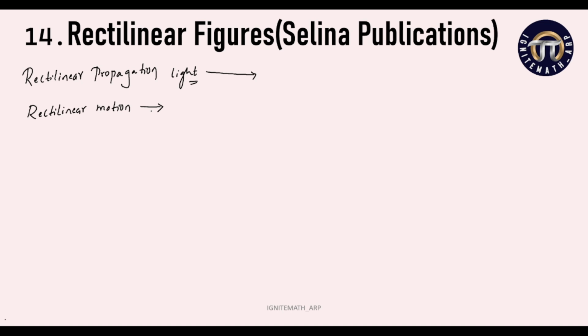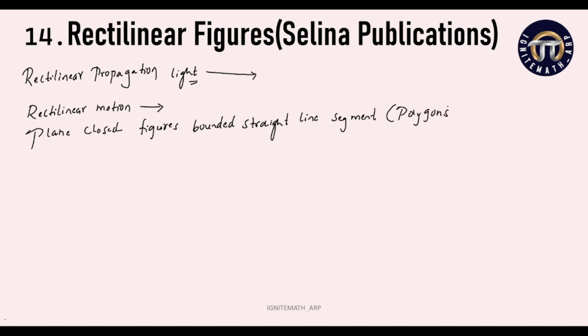Here in mathematics, the plane closed figures bounded by straight line segments, we are going to call them rectilinear figures. Keep in mind, rectilinear figures are also called polygons. Poly means many. The plane closed figure closed by many straight line segments is called a polygon or rectilinear figure.